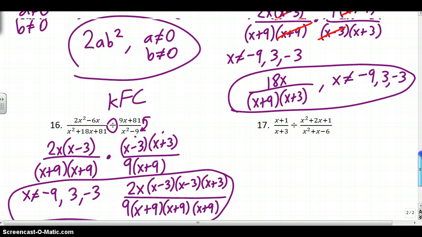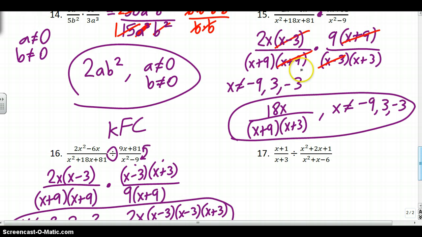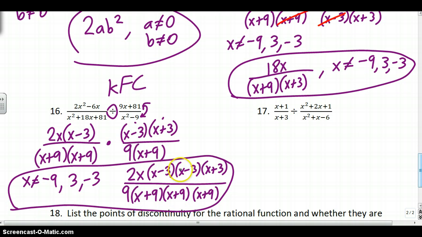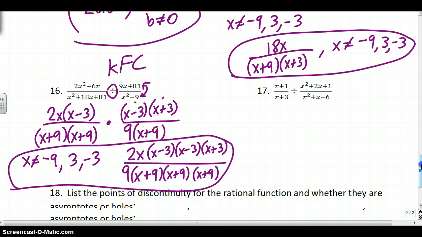A little messy. You remember this was a typo. I'm pretty sure this was supposed to be multiply because things actually canceled. Okay. If you wanted to clean this up and put x minus 3 squared, you could do that. If you wanted to put x plus 9 cubed, you could do that as well.